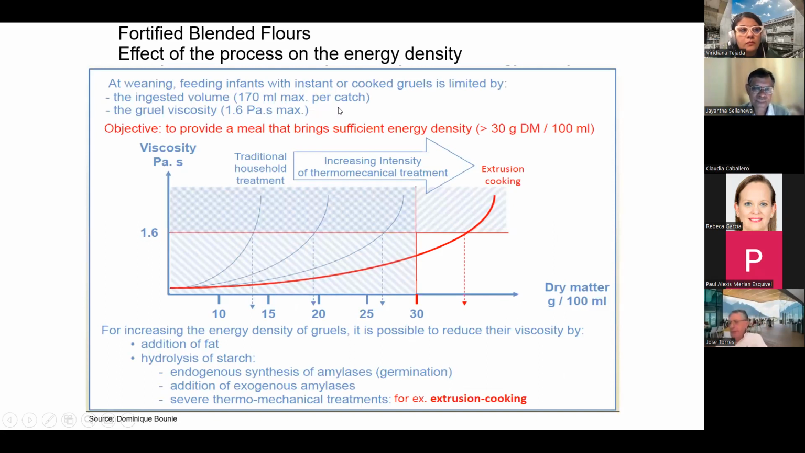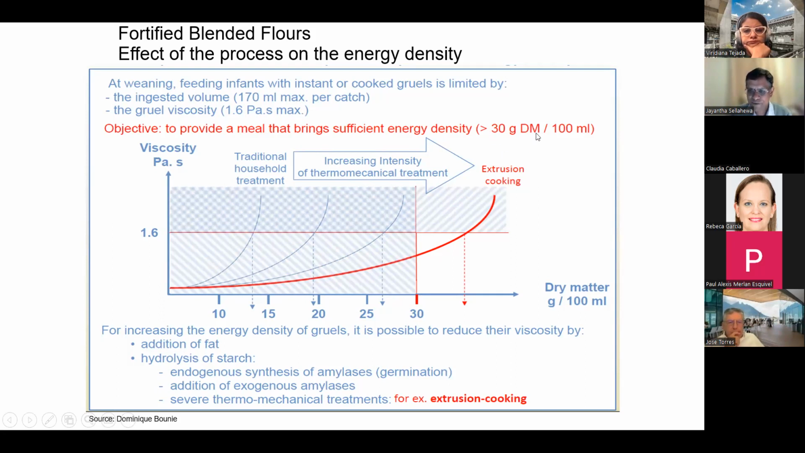The first one is the ingested volume that the infant can take, and that is determined by the volume of the stomach, and that is 170 milliliters. The second, the limiting factor, is the viscosity of the gruel after rehydration. That is because if the viscosity is too high, the infant or the child can't swallow the product. The maximum viscosity should be 1.6 Pascal seconds.